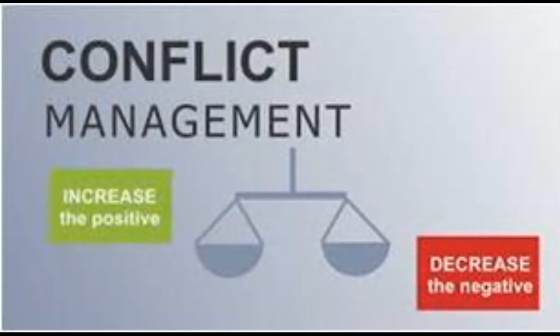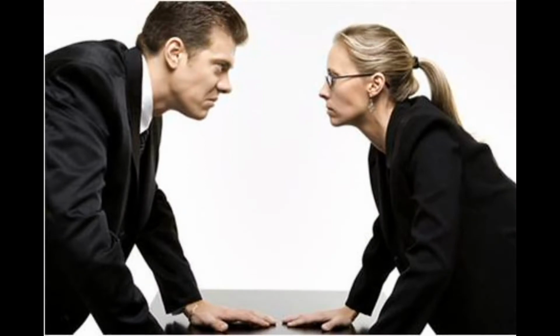So how can we manage conflict? Conflict management is possible when we increase the positivity in the environment and decrease the negativity in the environment. First we study the causes of conflict. Conflict arises when there is misunderstanding between two persons' opinions. When one person tries to impose his or her opinion without considering the feelings and emotions of the other person, then conflict arises.